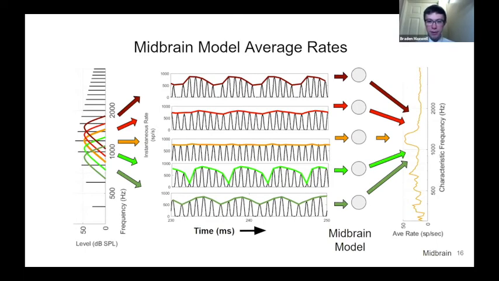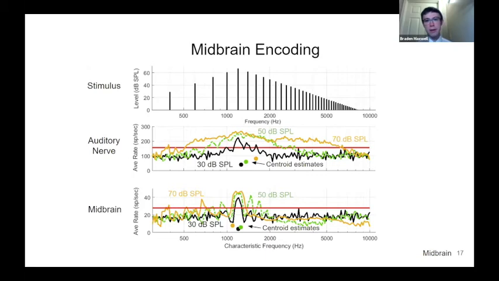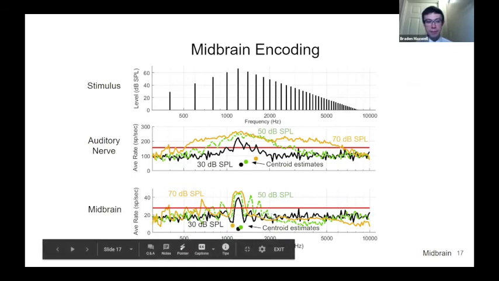Okay, I'll flip this graph here so we can see it more easily. And here we can compare the stimulus and the rates in the auditory nerve and the rates in the midbrain. And you can see that the midbrain is not only a sharper code, but it's also stable across different sound levels. Again, because it's taking advantage of that timing information in the auditory nerve.